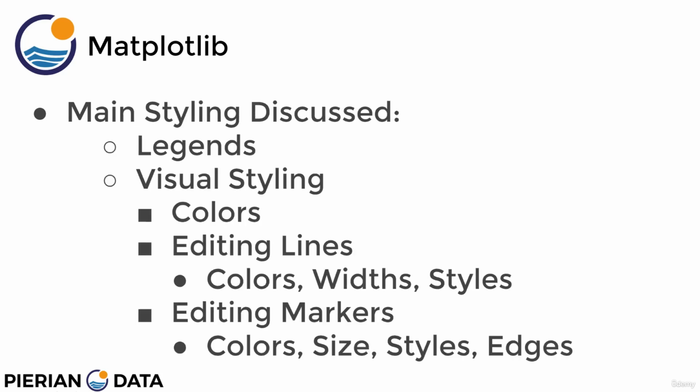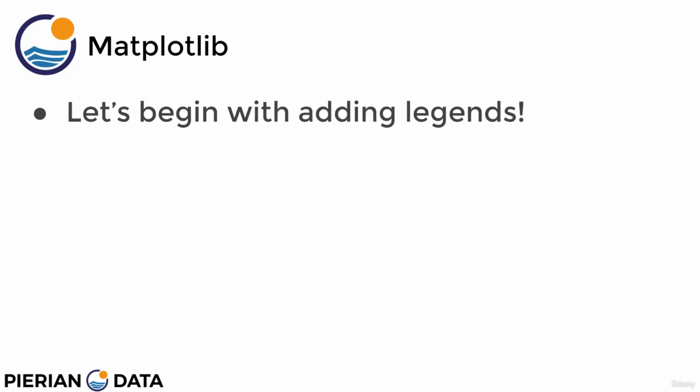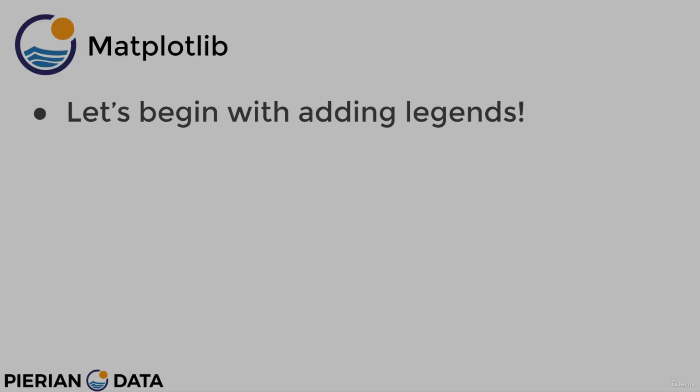The main styling that we're going to be discussing in this series of lecture videos is first, in part 1, we'll just focus on adding in a legend and labels to your visualization, and then in part 2, we'll talk about things like visual styling, editing your colors, editing lines like the different colors, widths, and styles, and then editing and adding in markers like colors, size, style, edges, and so on. Okay, so let's go ahead and jump to a Jupyter Notebook and begin with adding in legends.